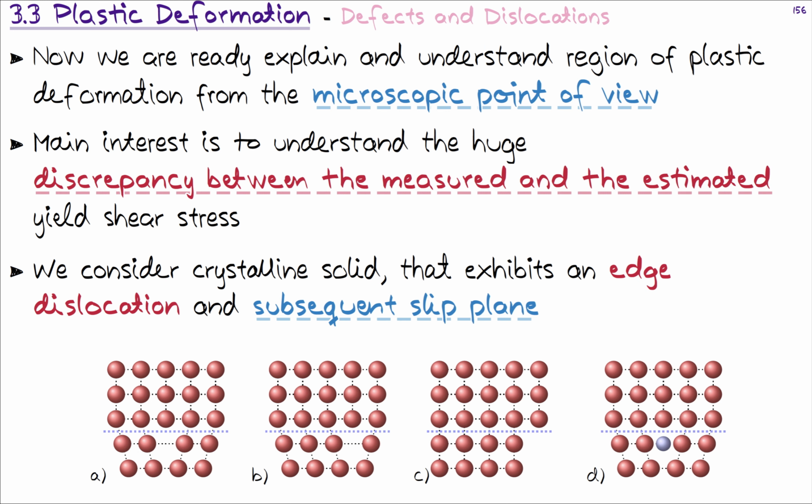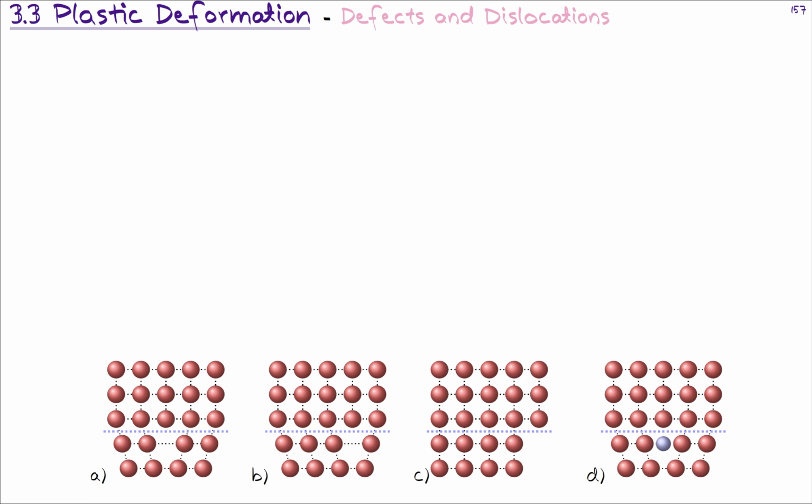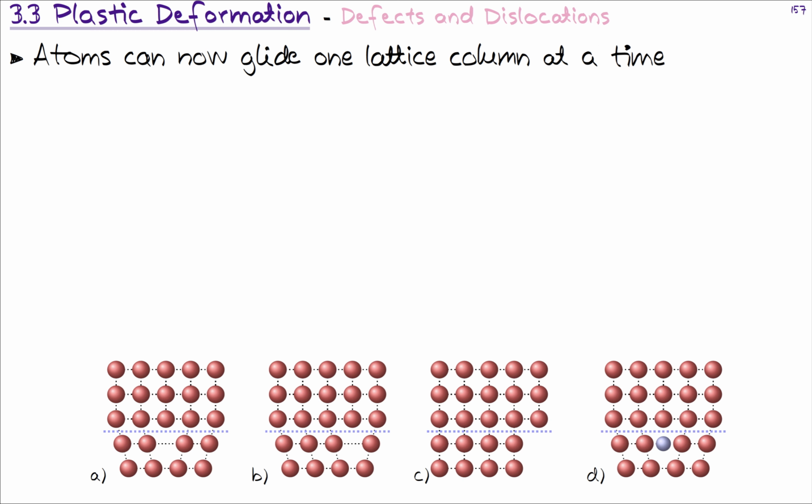And this kind of picture can be used to explain why shear stress can take place and can deform realistic solids so much more easily than what we could imagine should take place in ideal crystalline structures. So what happens here is that because there is this kind of a defect there, the atoms can now glide one lattice column at a time.